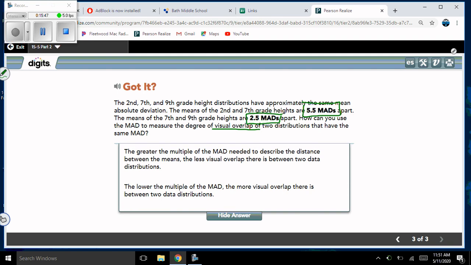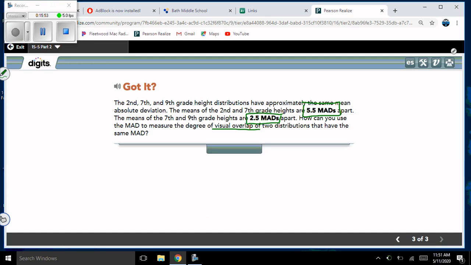For the MAD, the bigger the distance, the less visual overlap. The lower the MAD, the more visual overlap. We're going to probably see that in play here on section 3.